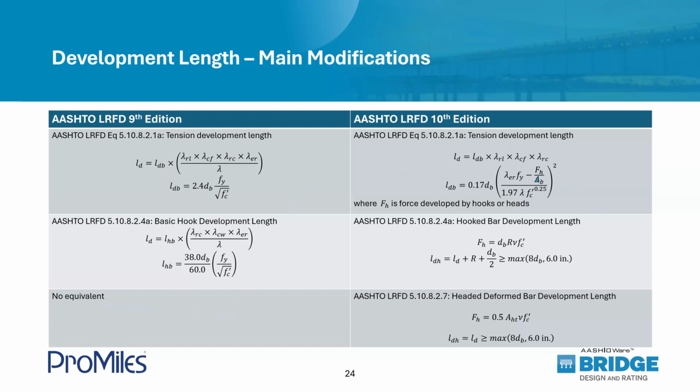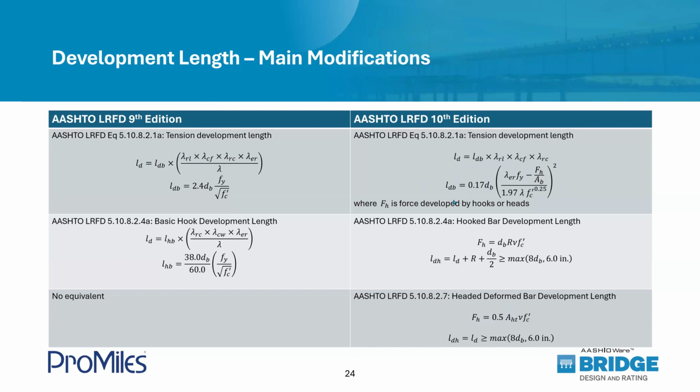And the way it's handled is there is this FH, which is the force developed either by hooked bars or by headed bars. And AASHTO LRFD gives us now the formulas for how to calculate that, and then we plug it into the one new formula, and that gives us the basic development length. And then from that we can get the development length, and then we have the factors.